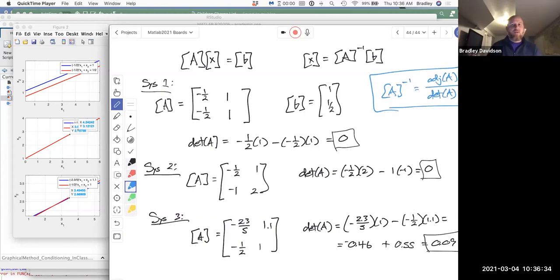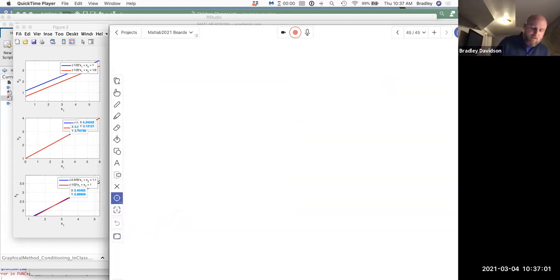The determinant of A, okay? If the determinant is 0, that means we can't calculate the inverse. And if it's close to 0, it indicates that we're going to have some screwy values. Some of our inversions aren't going to give us very good results, okay? So let's do this on the first system that we started with.